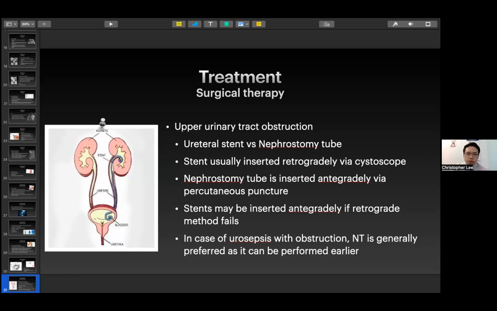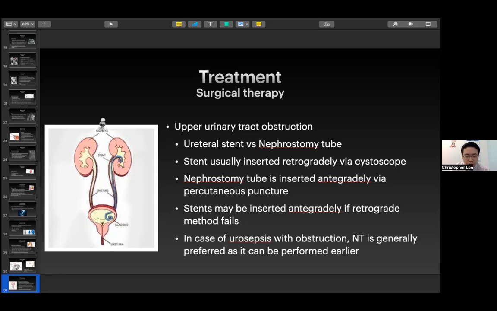So for upper urinary tract obstruction, the options are placing a ureteric stent, as you can see in this picture, versus a nephrostomy tube. The stents are usually inserted retrogradely via a cystoscope, as I mentioned earlier. And nephrostomy tubes, however, are inserted antegradely via a percutaneous puncture. Stents can also be inserted antegradely if the retrograde method fails. What the radiologist would do is put a wire through the nephrostomy, guide it down to the bladder, and then push the stent over the wire and leave it in place.